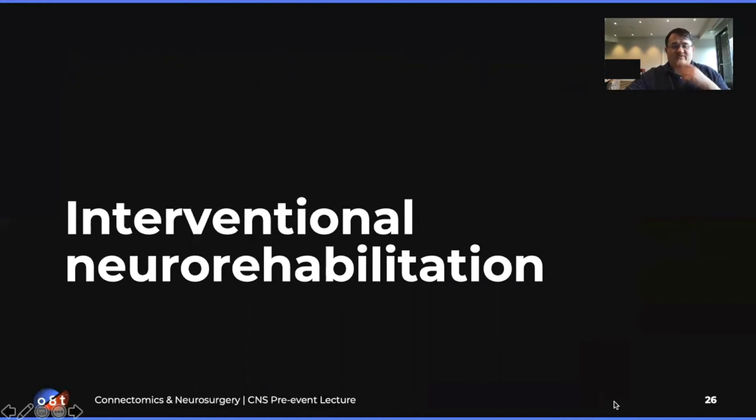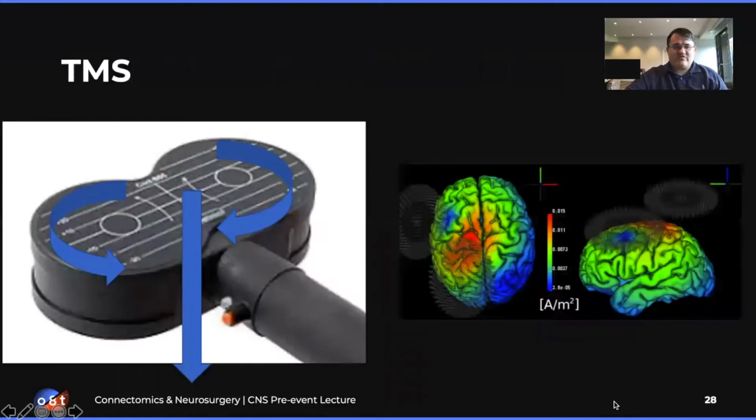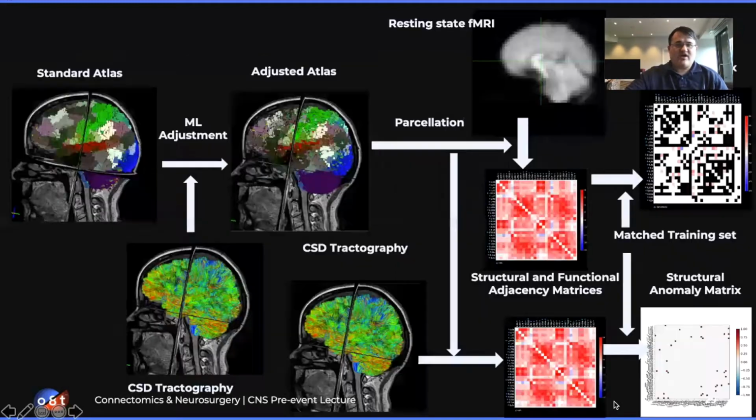Connectomics also provides the ability to start to think about rehabilitation in a targeted fashion, or a term we call interventional neurorehabilitation. And this really raises the concept of looking at how do we reorganize the connectome for therapeutic gain, particularly leveraging connectomic insights with things like targeted brain stimulation or potentially other therapeutics to improve outcomes. So for those of you who are familiar with TMS, it's often used as a brain mapping technique, but it has a much longer literature as a therapeutic technique when it's delivered repetitively. And what it does is it stimulates a region of brain.